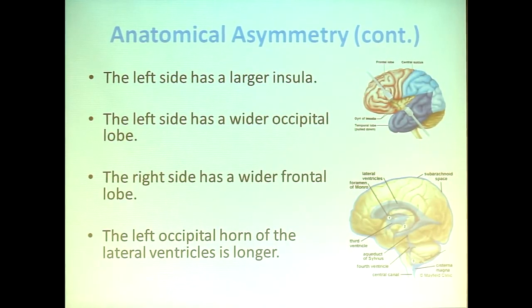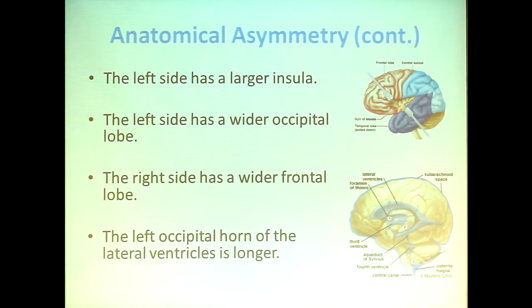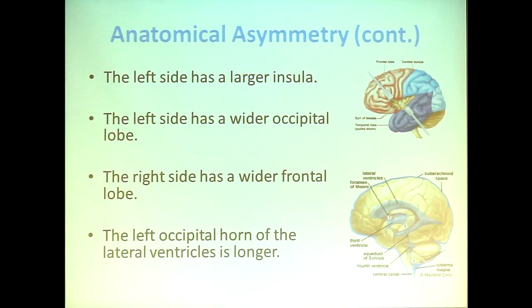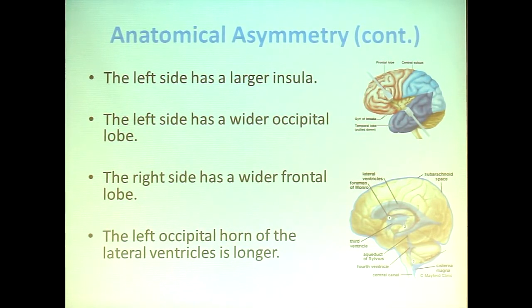The left side also has a larger insula. Now you remember what the insula is? It's that part over there. If you had to take the brain and pull it apart like that, that bit of cortex inside there, that's called the insula, and on the left it's larger than on the right.